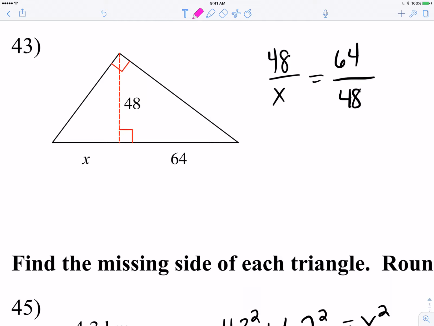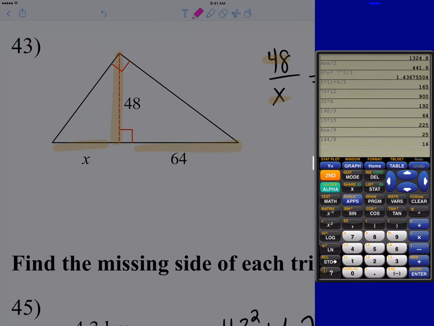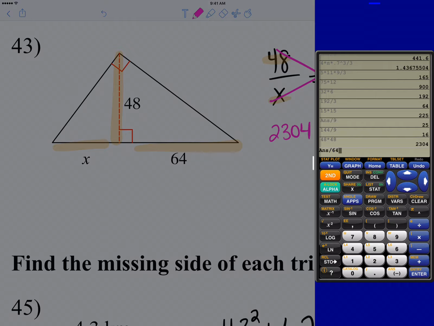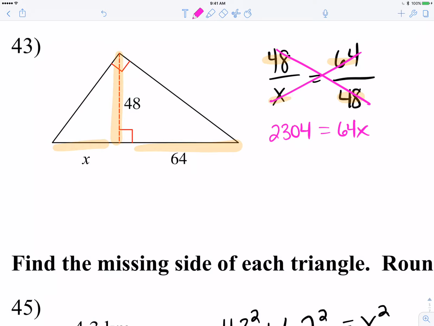And number 43, again, the altitude is the geometric mean, so it's showing up in two places, of the two parts of the hypotenuse, so x and 64. So we have 48 times 48, and that gives us 2,304 equals x times 64, or 64x. So divide that by 64, and you get 36, so x is 36.